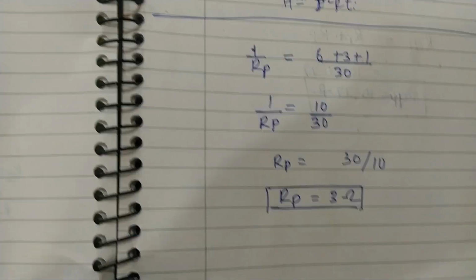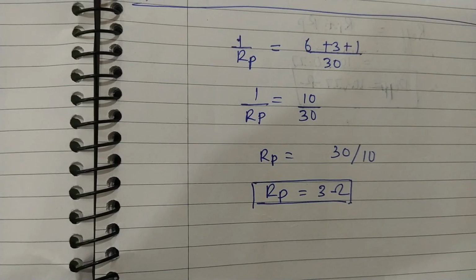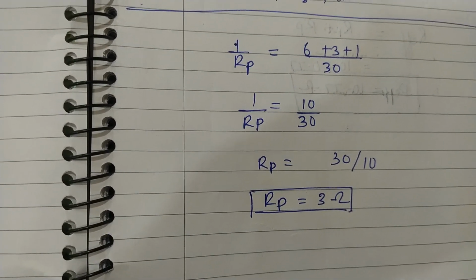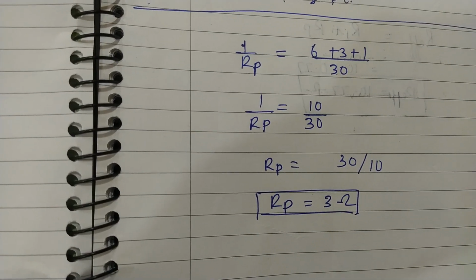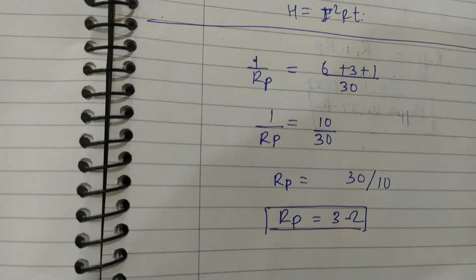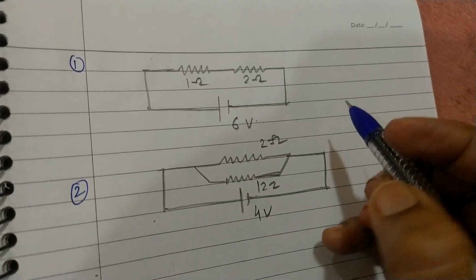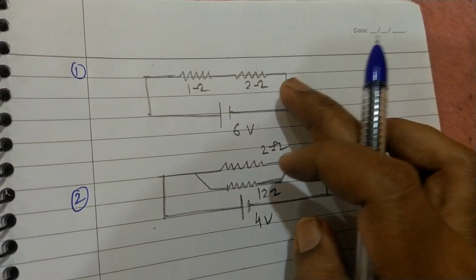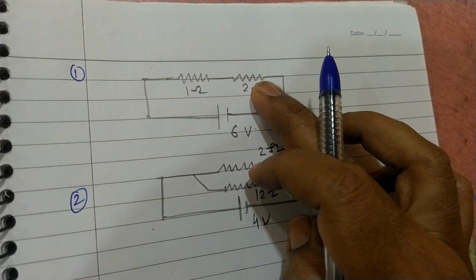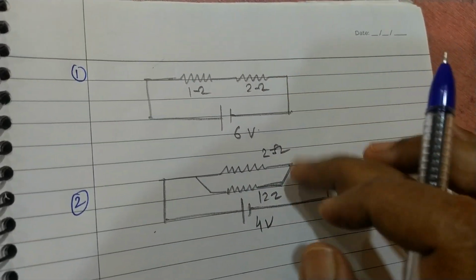Now, when you are watching this video, have your textbook with you, okay? And see exercise problem number 14. Okay, students, if you see the question, what is the question? Compare the power used in the 2 ohm resistor in each of the following circuits. So I have drawn here 2 circuits.